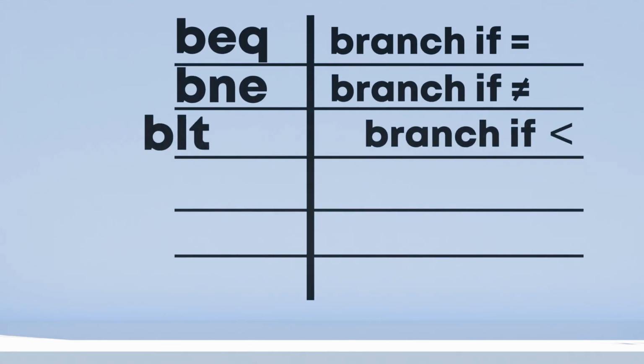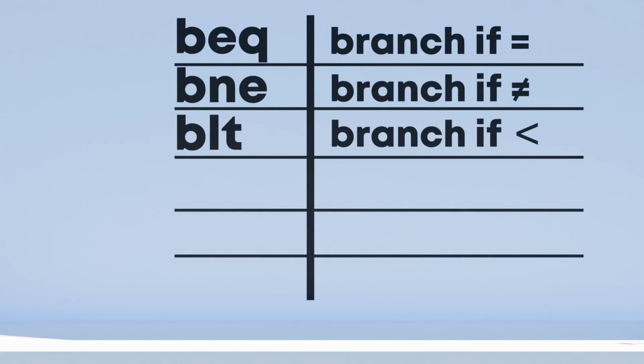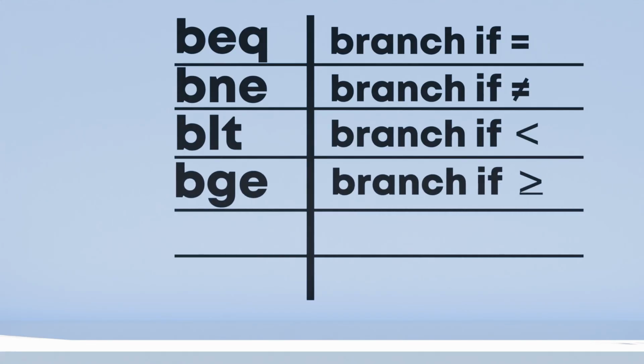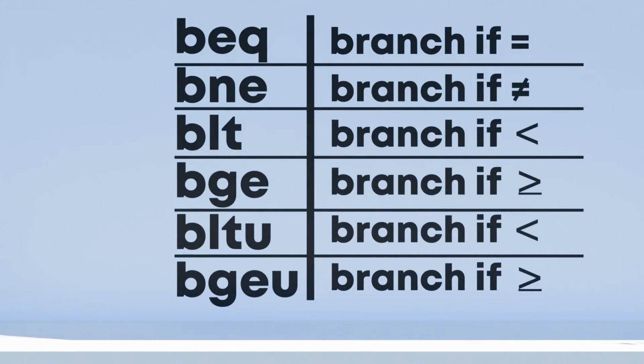You have branch if less than, BLT, which branches if the first register is less than the second. And you have branch if greater than or equal, BGE, which branches if the first register is greater than or equal to the second register. BLT and BGE treat numbers as signed, but you also have BLTU and BGEU, which treat them as unsigned.